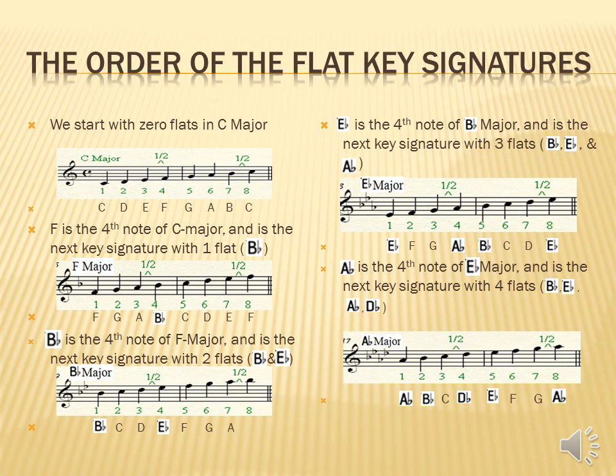The order of the flat key signatures. We start with 0 flats in C major. F is the fourth note of C major and is the next key signature with 1 flat, B flat. B flat is the fourth note of F major and is the next key signature with 2 flats, B flat and E flat.